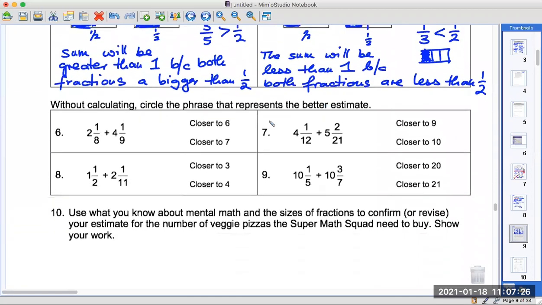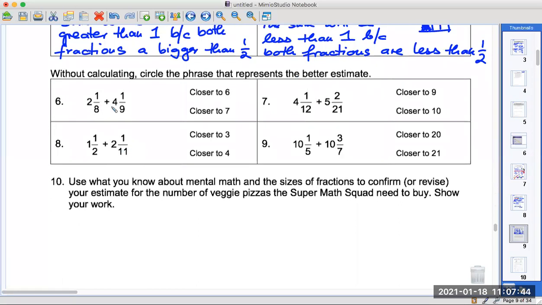Okay, so now over here, without calculating, do not write anything down. Circle the phrase that represents the better estimate. So you're just closer to 6 or closer to 7. So 2 1/8 plus 4 1/9. So the 2 and the 4 are going to be 6. Those are your whole.